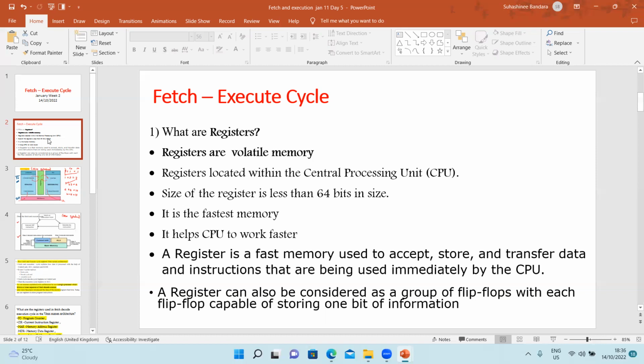It consists of registers. Registers are the ones which temporarily hold the data while the execution is going on. A register can also be considered as a group of flip-flops, with each flip-flop capable of storing one bit of information. Later you will study what flip-flops are. It's there in our chapter 4.